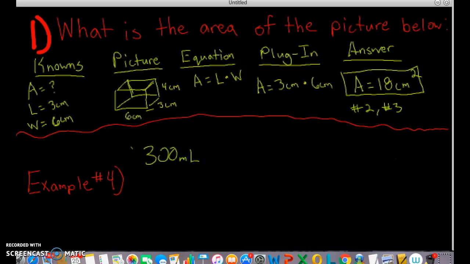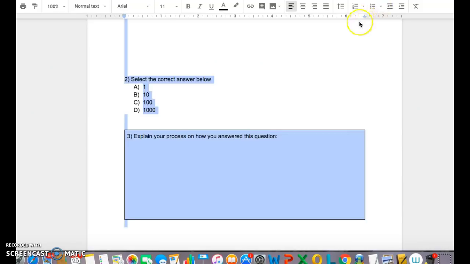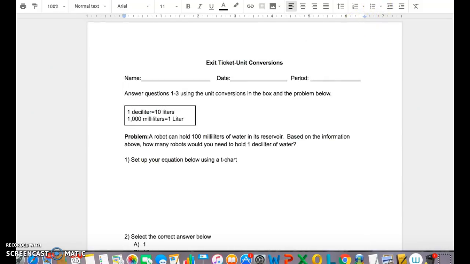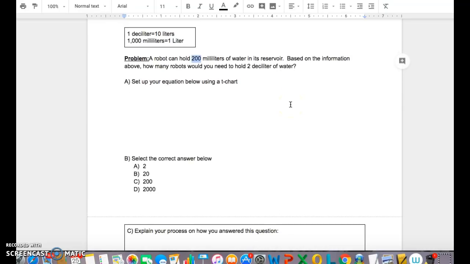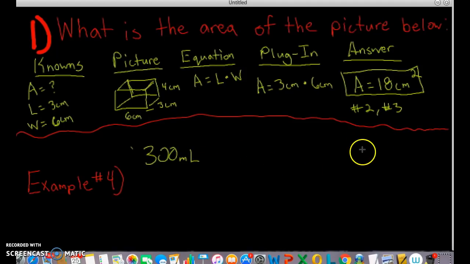All right, and then the question is asking: a robot can hold 300 milliliters in a reservoir. Based on the information above, how many robots would you need to hold 3 deciliters? So I know it says 2 here, but I'm just giving you an example because I want you to do this one on your own. So you want to figure out how many robots would it take to hold 3 deciliters, okay?